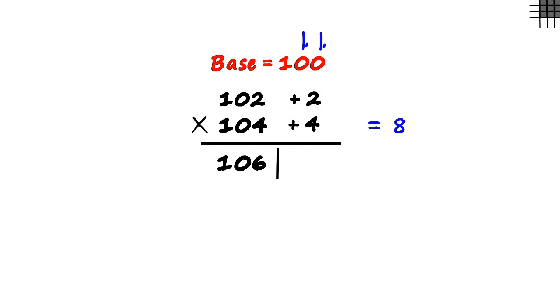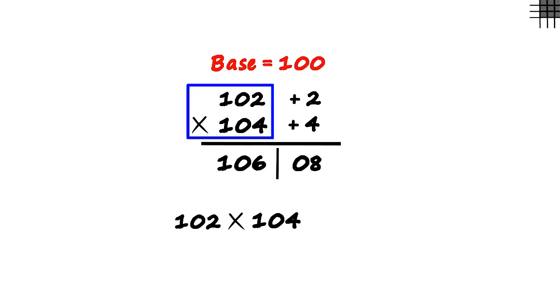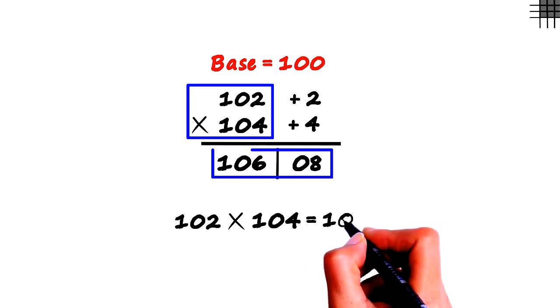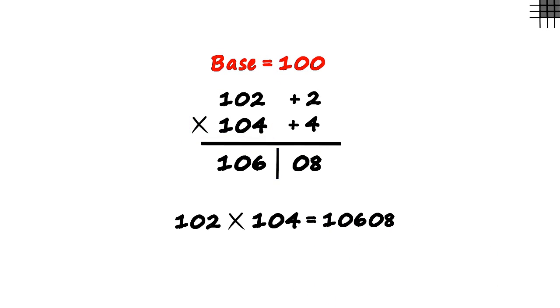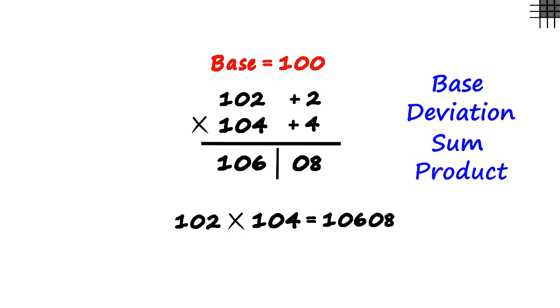But wait, as there are 2 zeros in the base, the number of digits on the right will be 2. So we write 08 and not 8. 102 times 104 will equal 10,608. You have to realize how simple this technique is. Just 4 simple steps: base, deviations, sum, and product.